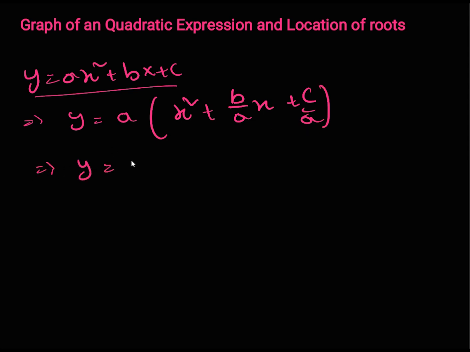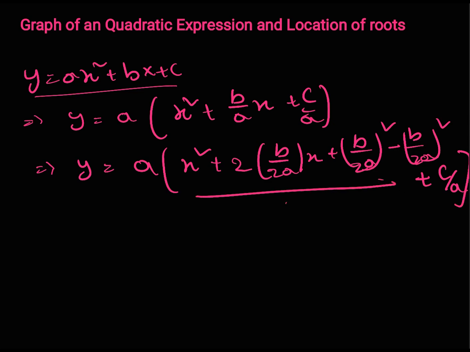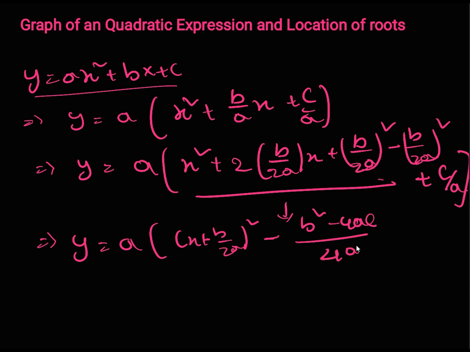That implies y equals a times x square plus 2 times b by 2a of x plus b by 2a whole square minus b by 2a whole square plus c by a. Now this is a perfect square. So we can write it as y equals a times x plus b by 2a whole square minus b square minus 4ac by 4a square.